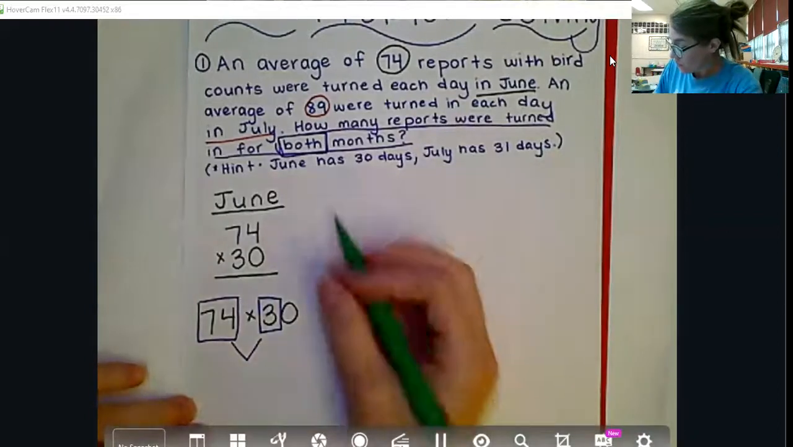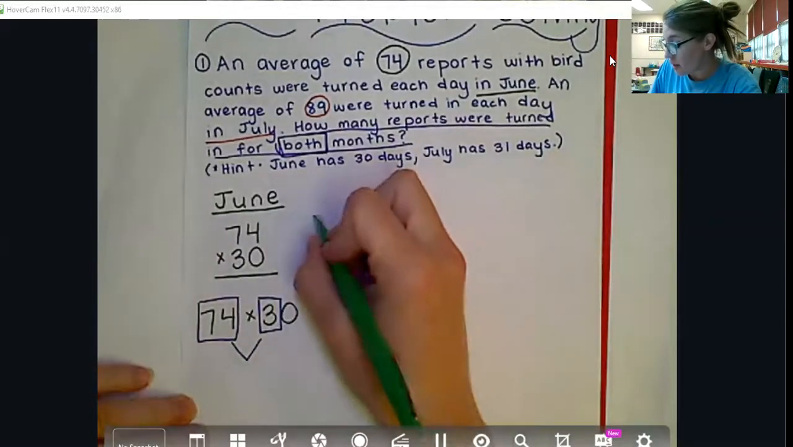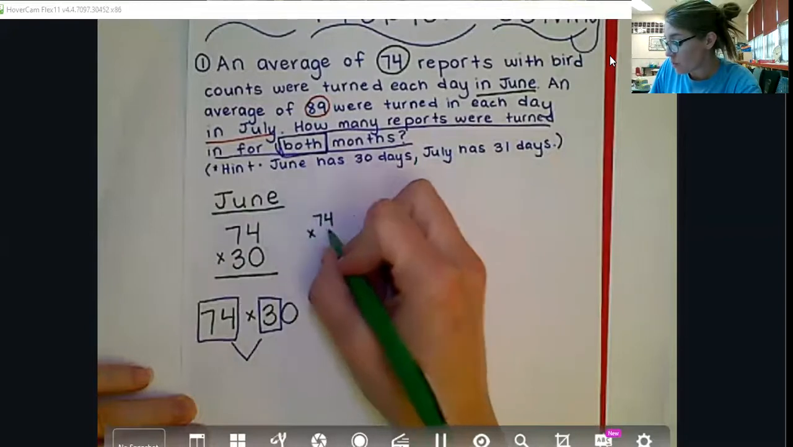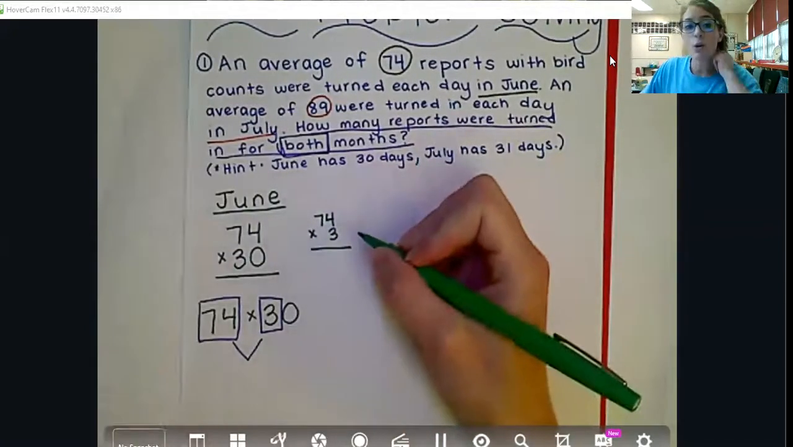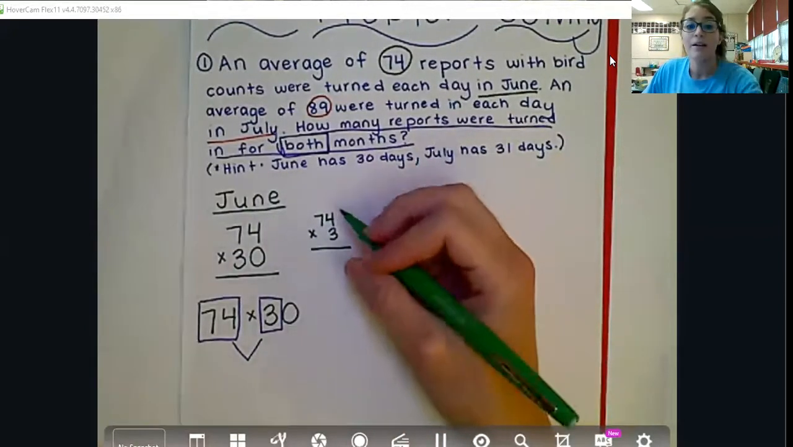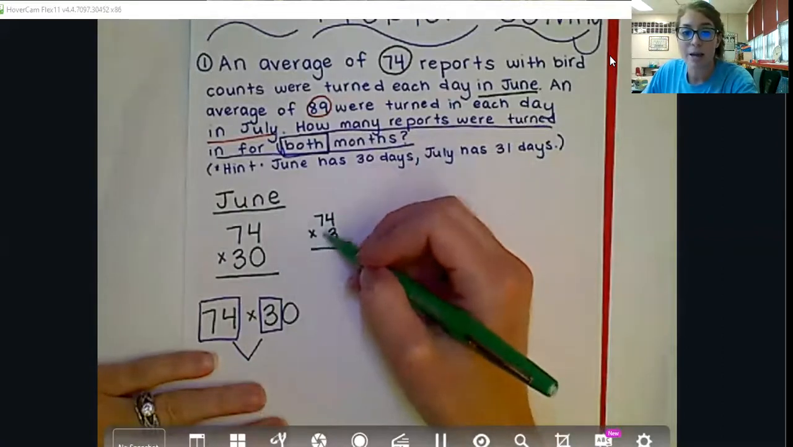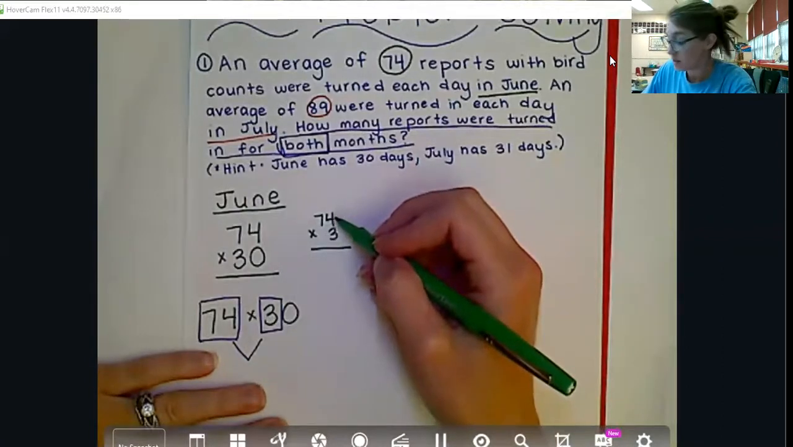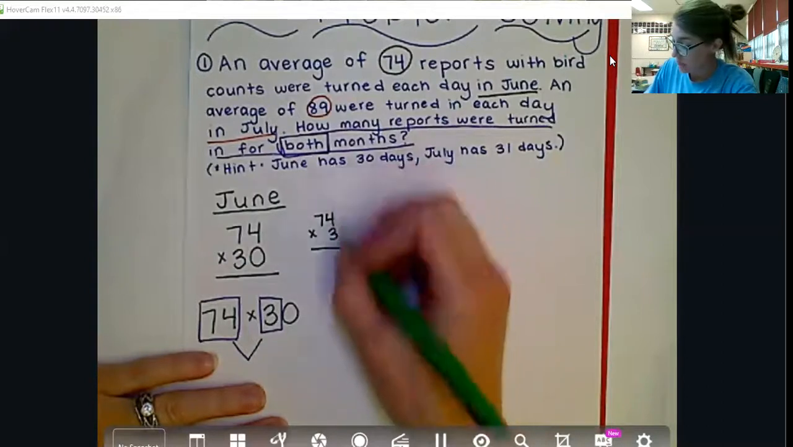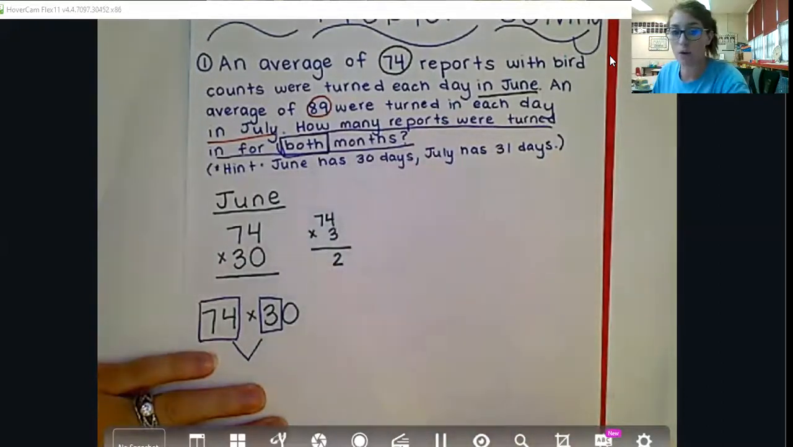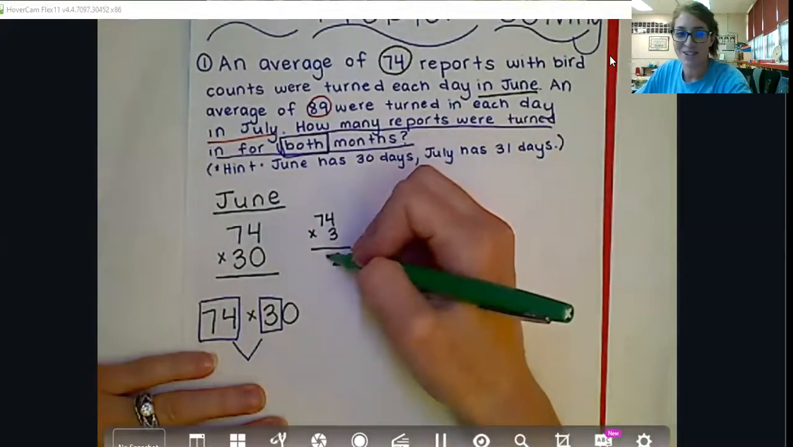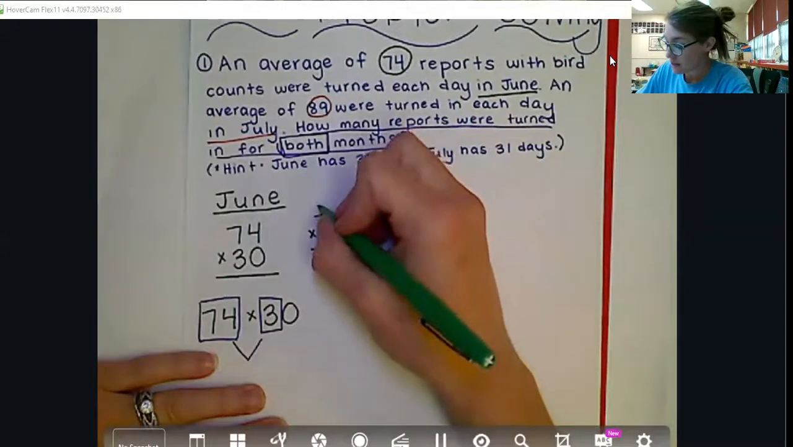So when I multiply, I'm going to put it right over here. When I multiply 74 times 3, help me out here. What do I multiply first? Very good. 3 times the 4, which is what? 12 is correct. The 2 goes down. Where's that 1 go? Right here? No, you're right. It's got to go up here, top of the 7.